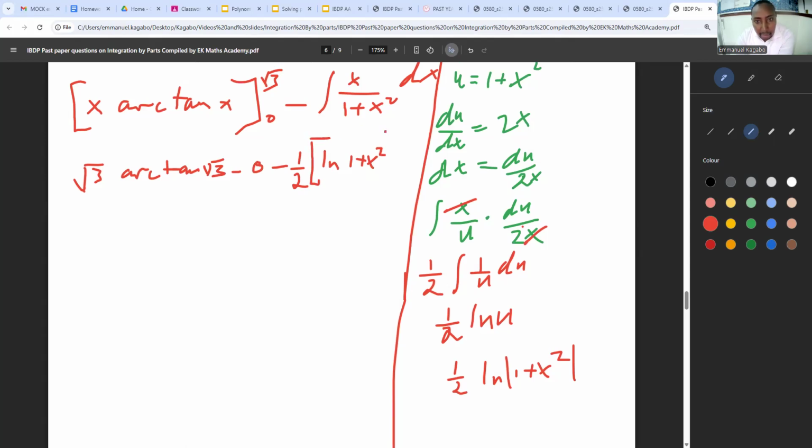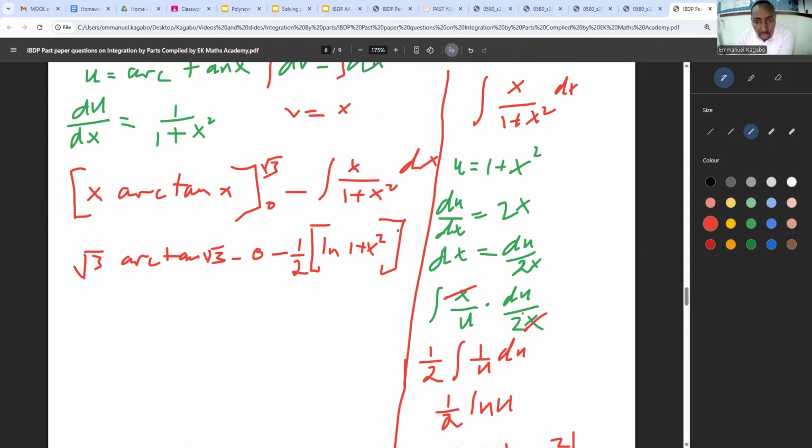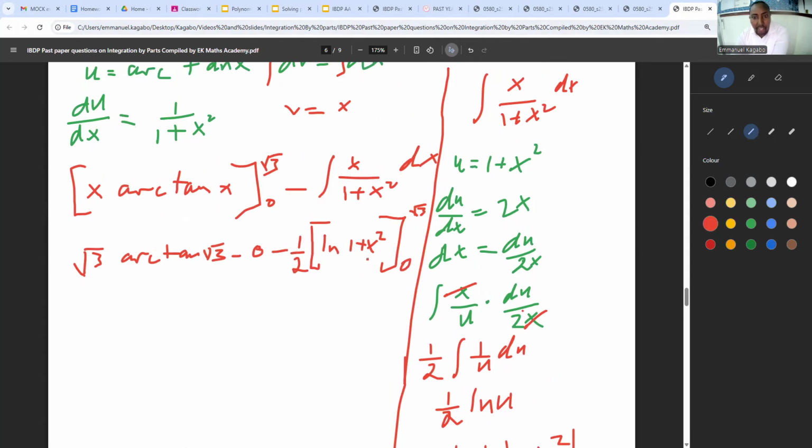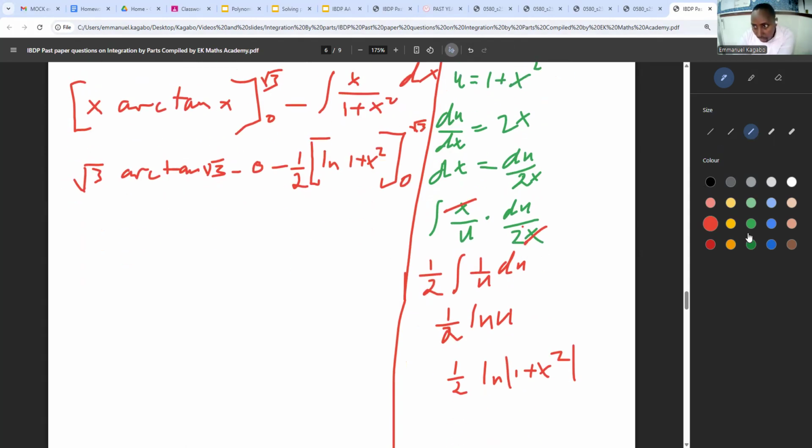Remember what were my limits, guys? My limits were 0 and square root of 3. Upper limit square root of 3. And lower limit is 0. Very good. Now, let me sort out that. So, what is tan inverse of square root of 3? Guys, that's pi over 3. Do you remember that? It should give you that. I hope you remember. Right? It should give you that.